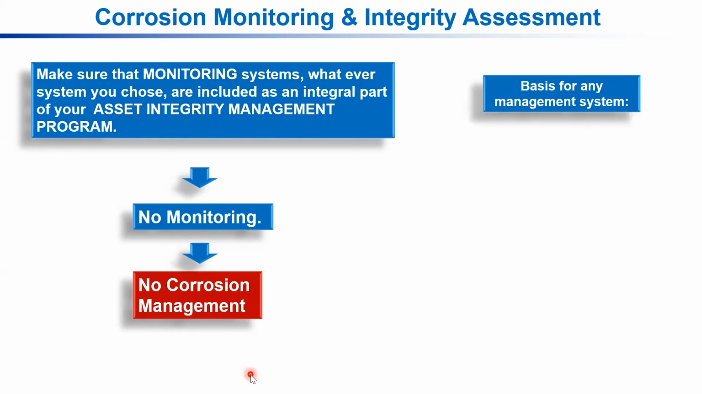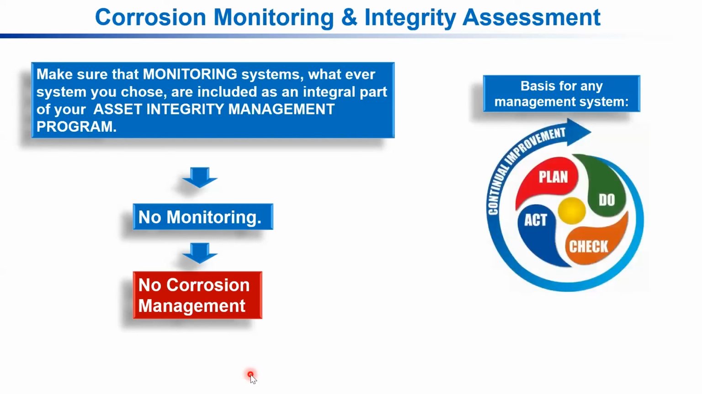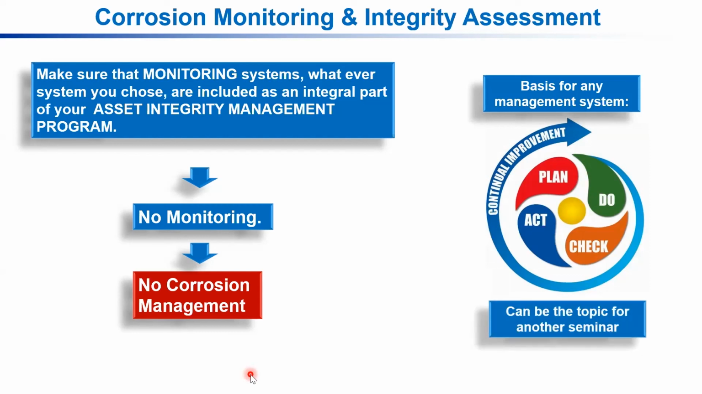It is just a basis for any management system. Any management system is composed of these four or five elements: plan, do, check, act, and continual improvement. And of course, when we're talking about corrosion management, this can be the topic of another seminar. It's a beautiful, interesting area that we can talk about in another seminar.